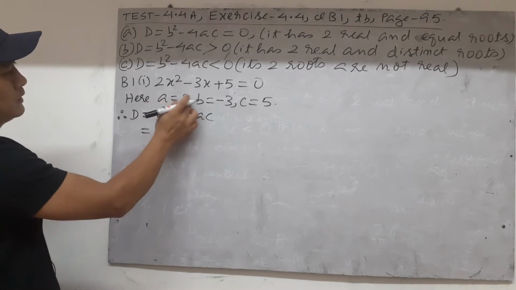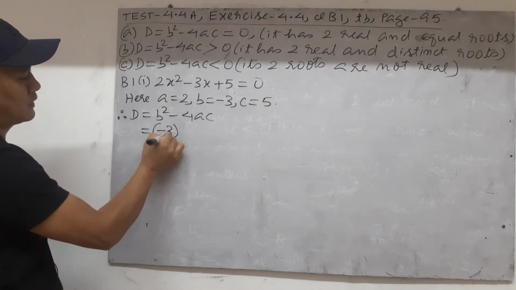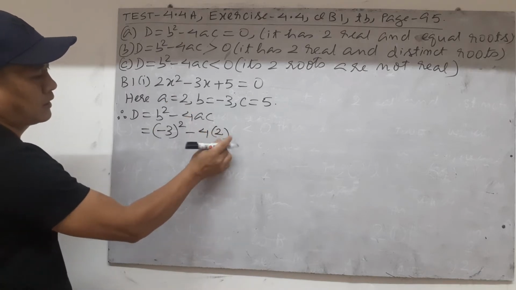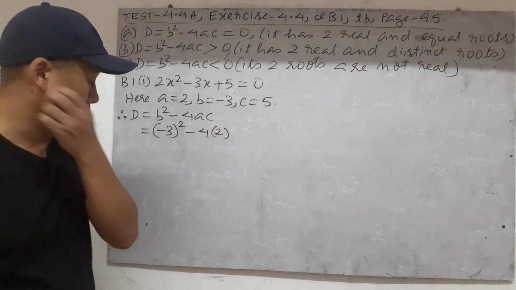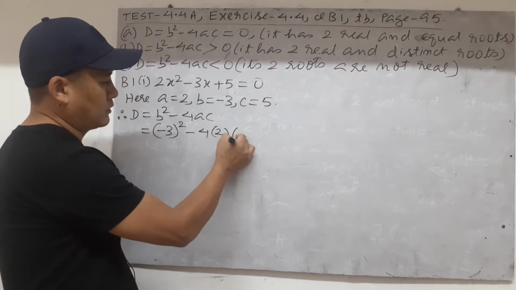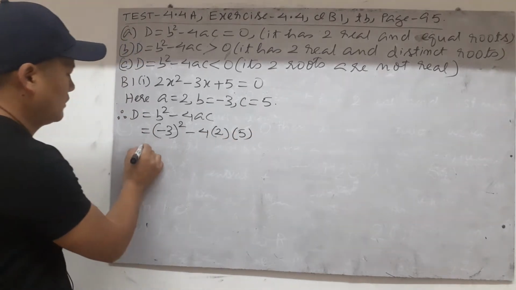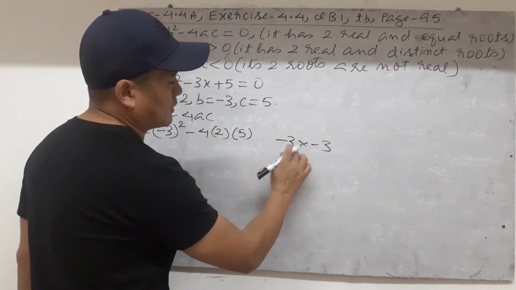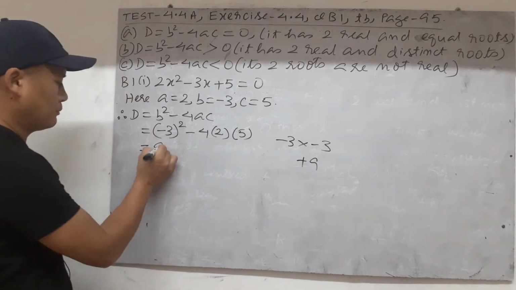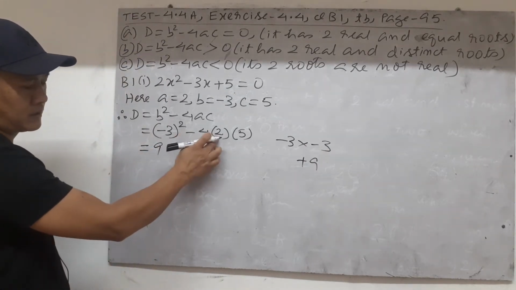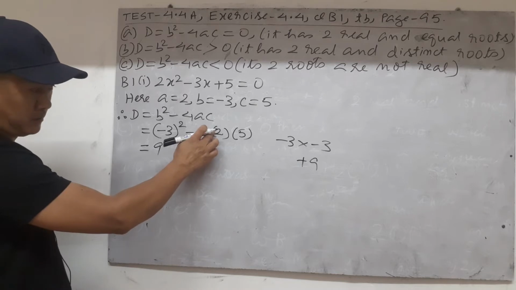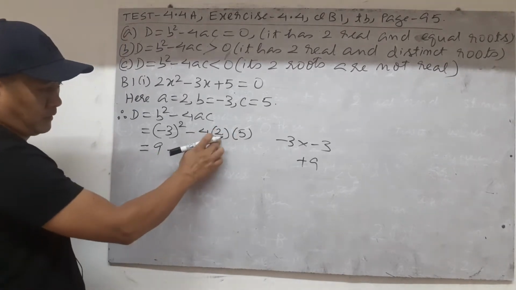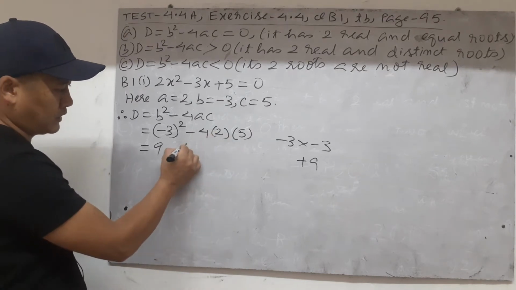So b here is minus 3, so put that in a bracket and square. 4 into a, bracket itself can imply multiplication, so into c, so c is here 5. Solve it carefully. Now minus 3 square is minus 3 into minus 3, so minus into minus plus, 3 3s are 9, so this will be plus 9. Minus into plus, because no sign means plus, and minus into plus is minus. 4 2s are 8, 8 5s are 40.